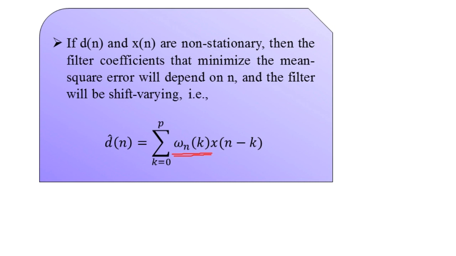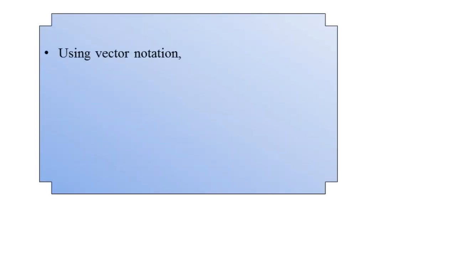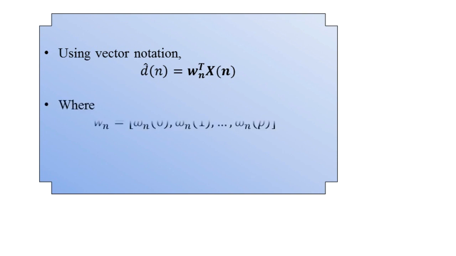Now we can make use of a vector notation. So the estimate we express in the new form: d cap of n is equal to w suffix n to the power capital T multiplied by x of n, small x of n. Here w suffix n is the transpose of the set of coefficients listed as w suffix n of 0, w suffix n of 1, w suffix n of 2 and so on up to w suffix n of p here.